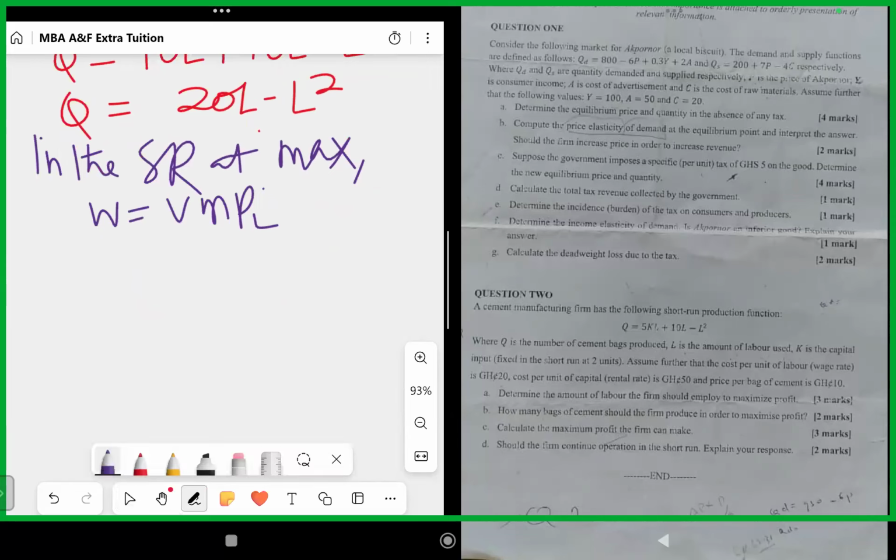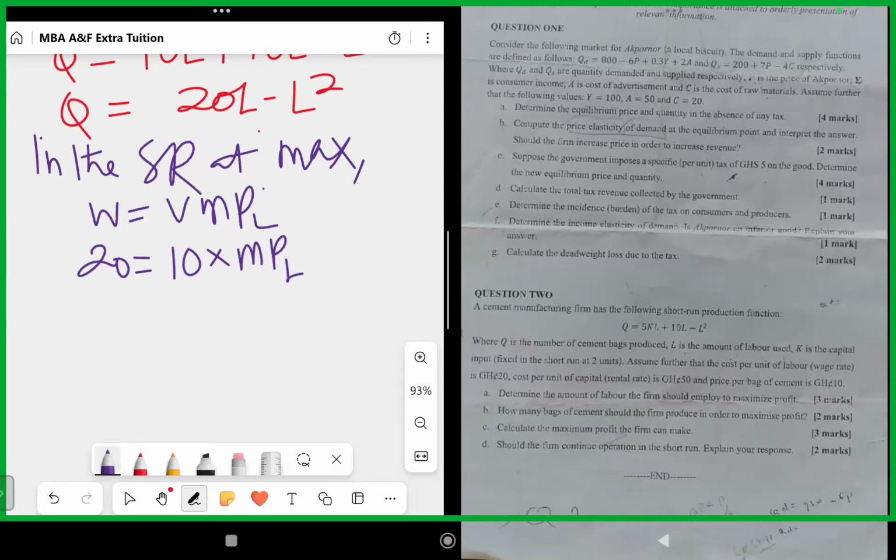Now, what is the value of W in the question? W is 20. So I'll replace it with 20. The V here represents the price. Like I said, it is the same as W equals PMPL. What is the price of labor? It's 10. So 10 is here. And multiply the 10 times what? MPL.